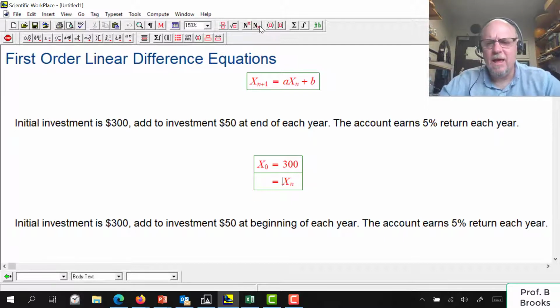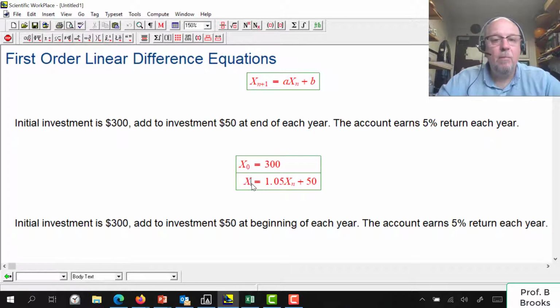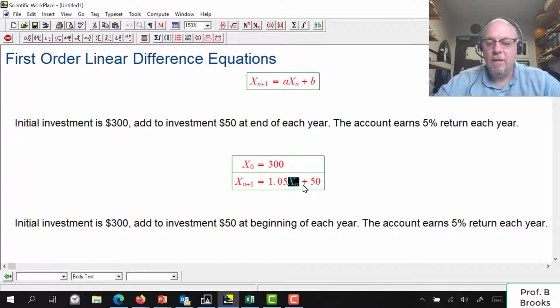I'd like to think of it as they take my money and multiply it by 1.05 if I'm getting the 5%. The 1 keeps the money I already have, 1 times x of n, and the 0.05 is the additional 5%. We could write that as x of n plus 0.05 times x of n, but we would simplify it to be 1.05 times x of n. And then I add the $50, and that's how much money I would have for the next year. I take the money I have, get my 5% interest, and then add $50.